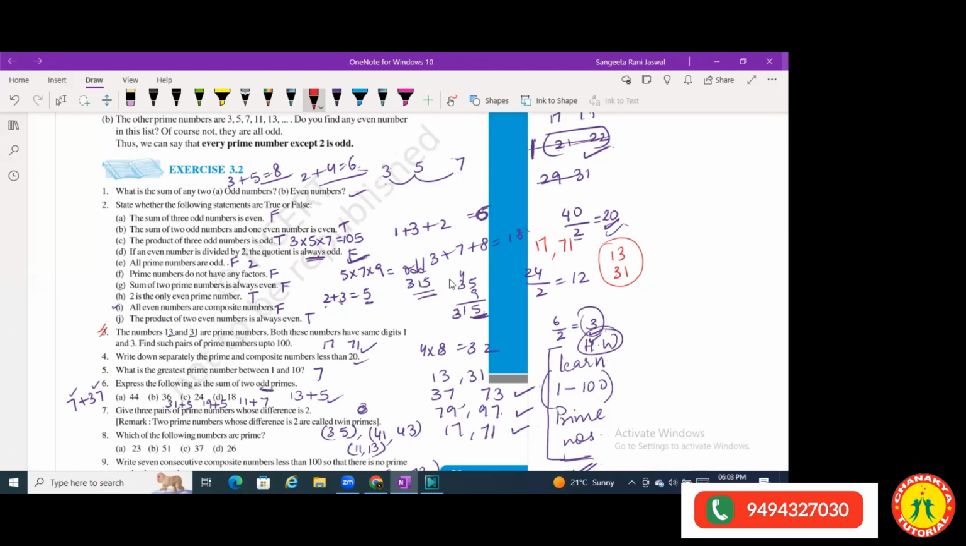Ma'am, 19 and 91. 91 is not prime, it comes in the table of 13. Yes, ma'am, I forgot. So you can see here 37 and 73, 79 and 97, and 17 and 71 we have already discussed. 37 and 73 is another pair. 79 and 97 is another pair. Okay, let's see this now. Question number 6. Charvik, read question number 6.